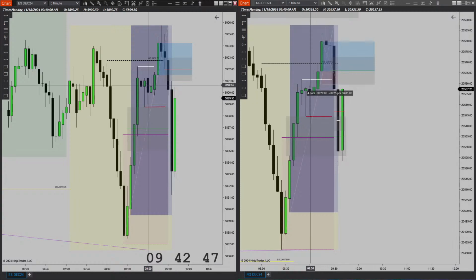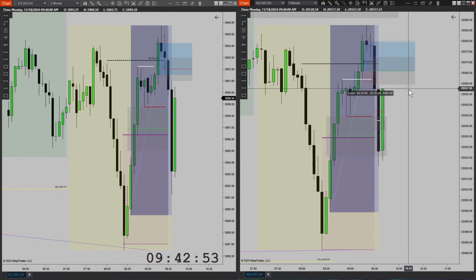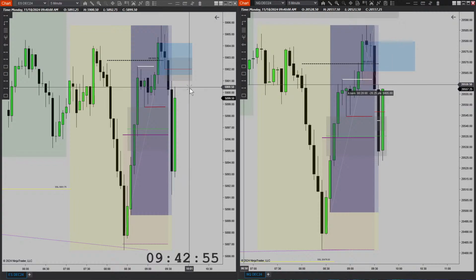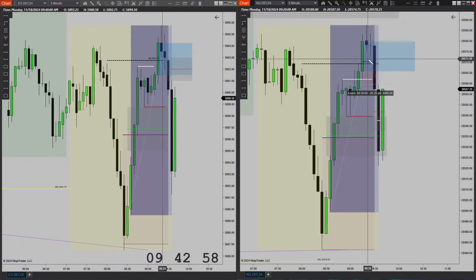I'm just hoping that this breaker remains there. Actually, it's an inversion right there.